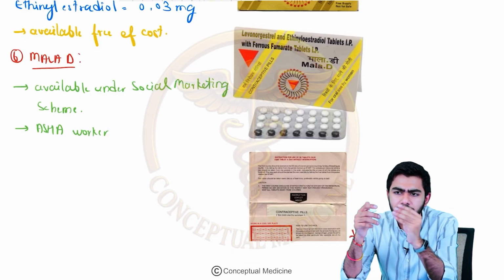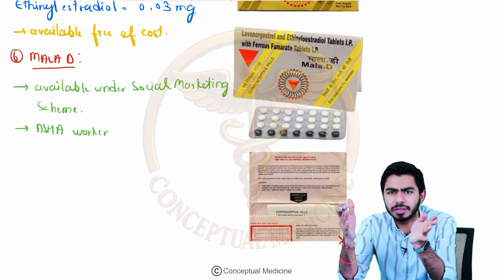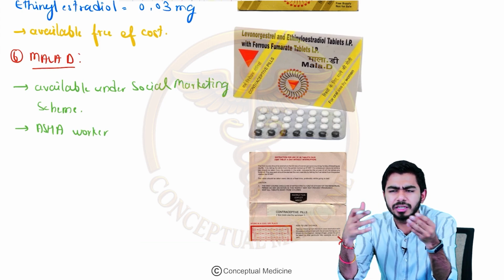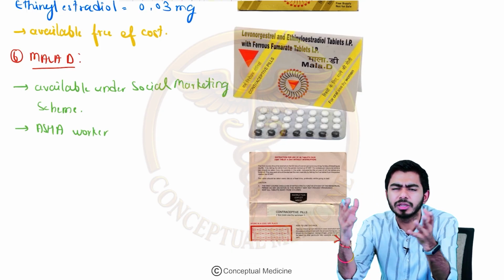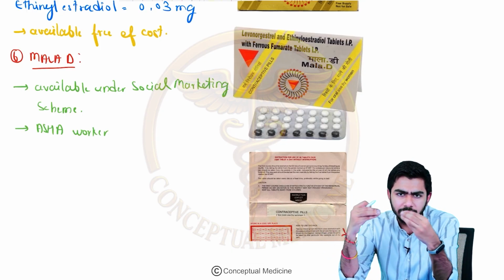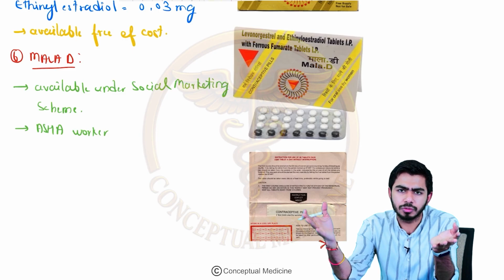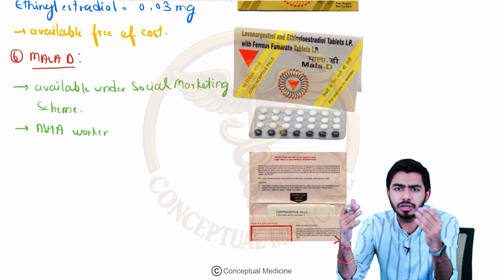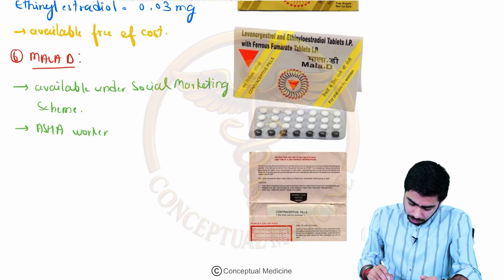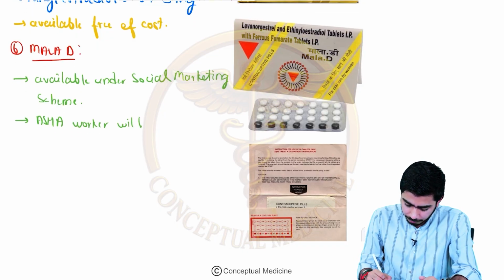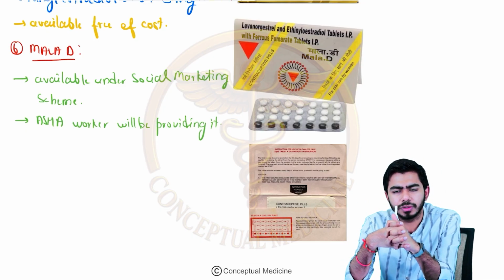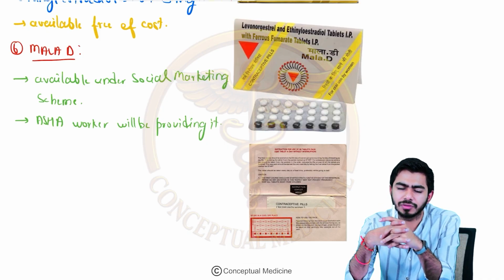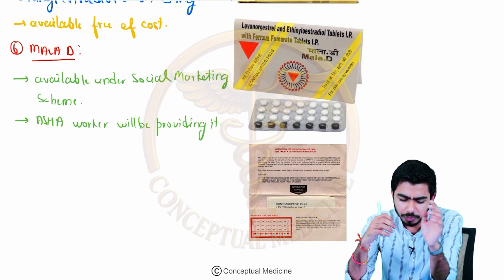These kind of Mala N and Mala D tablets are very frequently available and distributed, and the government of India is actually trying their best that every home in the villages should be provided with them, so that we are achieving contraception. So ASHA worker will be providing this. For each distribution of the Mala D, ASHA will be getting the incentive from the government of India, okay, fine.